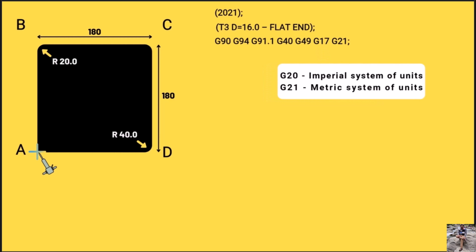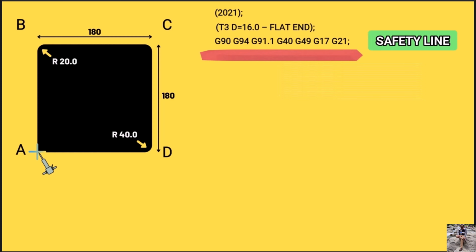Now if you are choosing dimensions to be in the metric system, you have to write G21. And if you are working with the imperial system, you have to write G20 here. For this particular exercise, we are going to use the metric system and hence we will write G21. This line here is what is popularly known as the safety line. You can just copy and paste it in your program, but it would be better if you learn them comprehensively. I have also provided the complete code in the description.